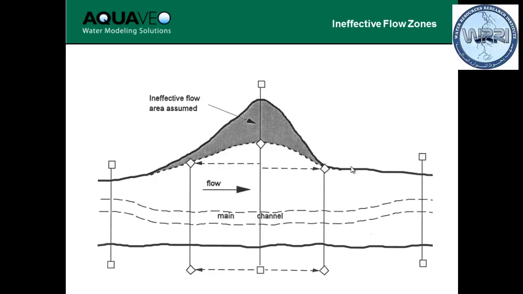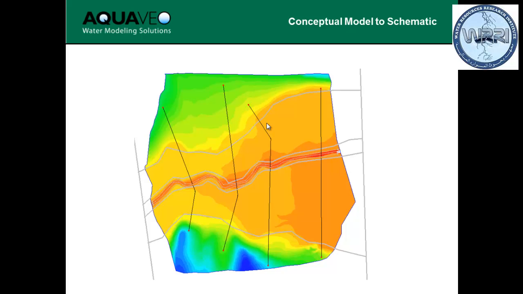HEC-RAS also has something called an ineffective flow zone. That's where you have circular flow where there's no net flow in your stream. So maybe if you have something like this where your stream is going off to the side, you can define an ineffective flow zone.